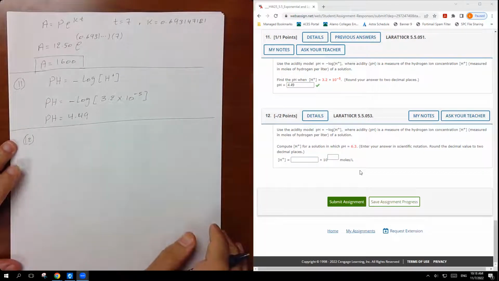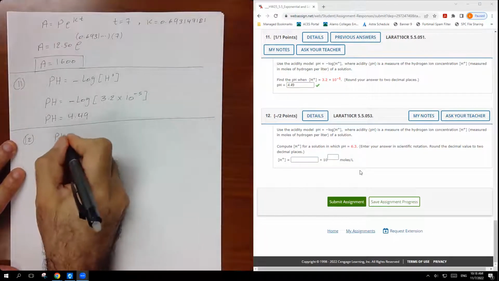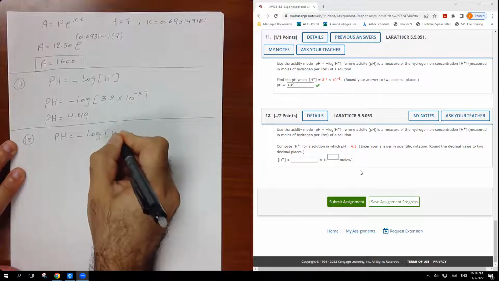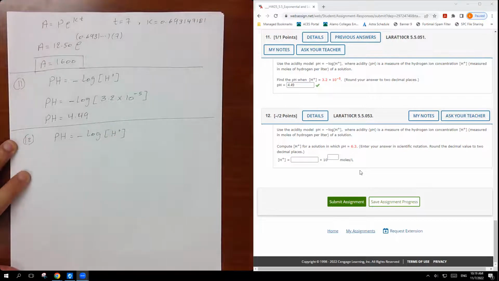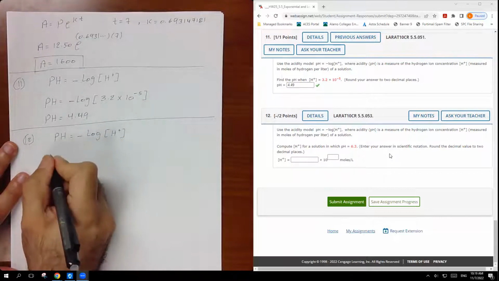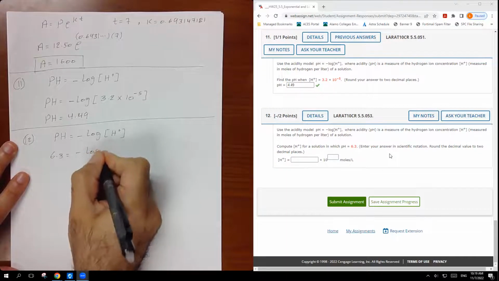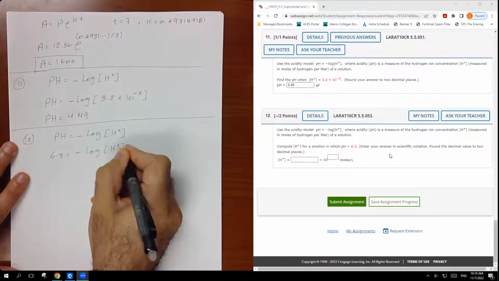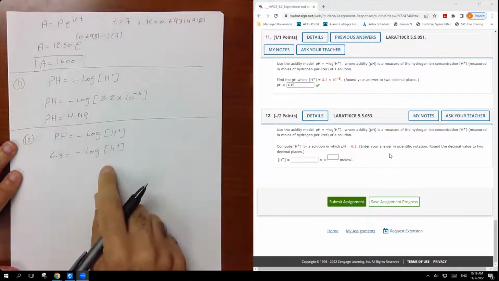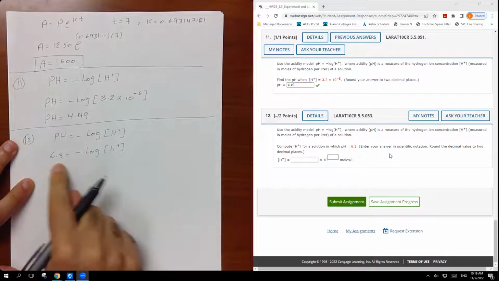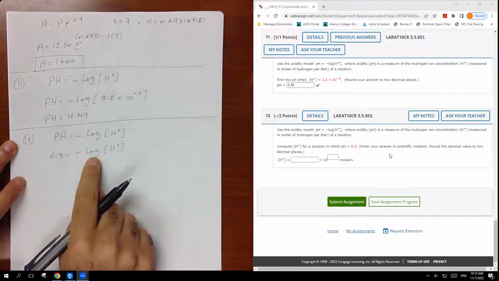For example 12, the last one, we're going to do the same thing, but the difference is we use the same formula, which is pH equals negative log of H plus. We have the pH equals 6.3 and we need to find the H. So we have the pH, which is 6.3, equal to negative log of H plus. That's the tricky thing with this example. How are you going to find the H when there's a log? Do not say we're going to divide both sides by the log.